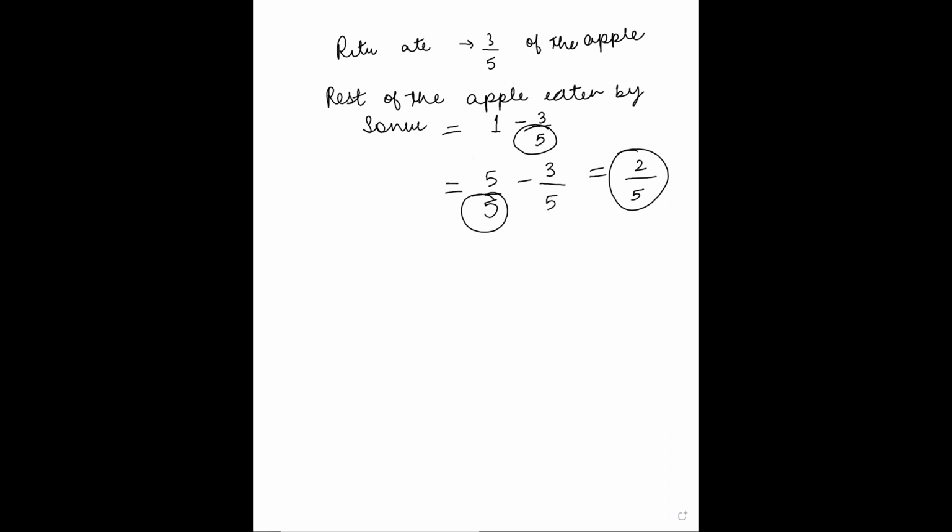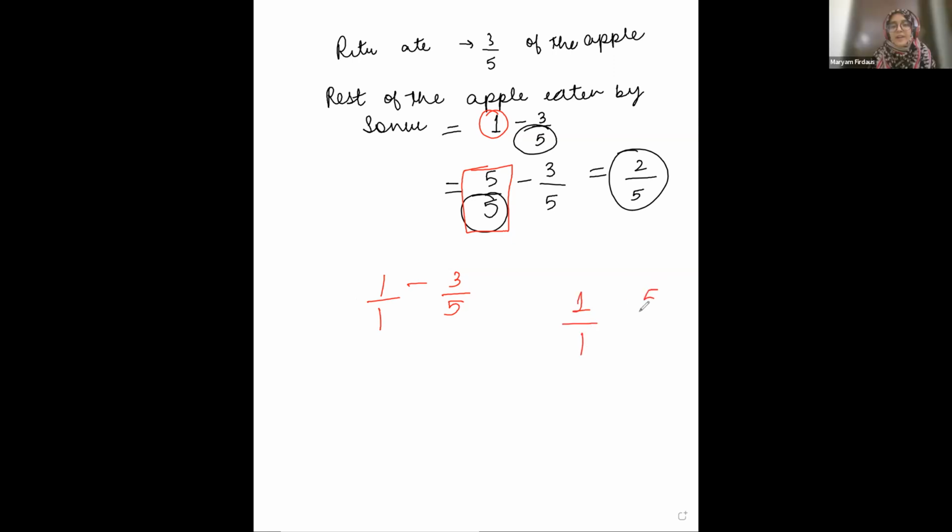Why are we going to put 5 by 5? Because instead of 1, we have written 5 by 5. Because you cannot say 1 minus 3. How will you subtract this? Tell me, how will you do it? We can do like 1 by 1 minus 3 by 5. Fine, 1 by 1 minus 3 by 5. Are the denominators the same? No, but we can find the LCM. What is the LCM? 5. That's what I have done. This 1 by 1 is going to be 5 by 5.